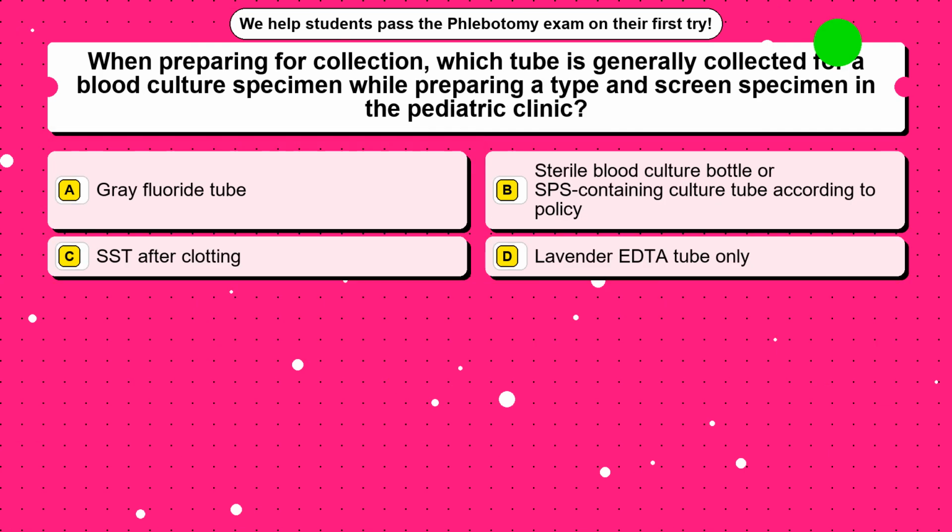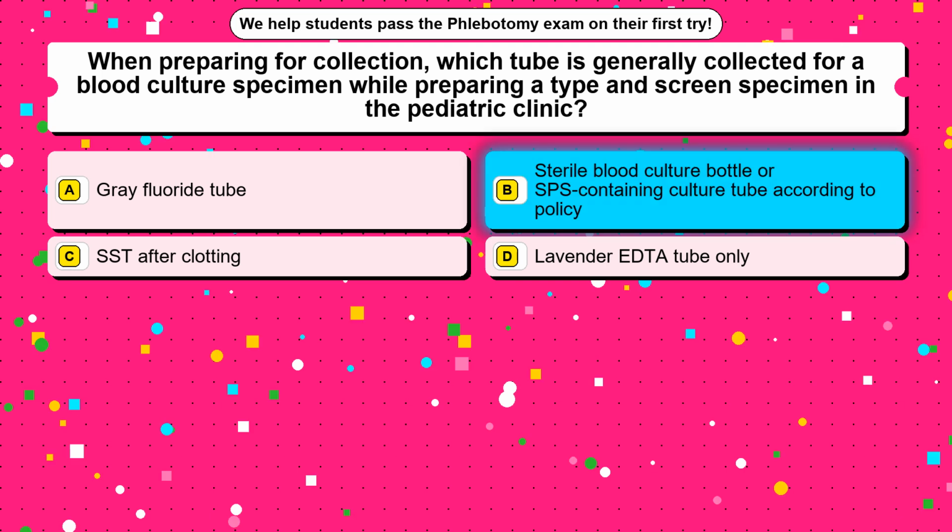Question 31. When preparing for collection, which tube is generally collected for a blood culture specimen while preparing a type and screen specimen in the pediatric clinic? Option A, gray fluoride tube. Option B, sterile blood culture bottle or SPS containing culture tube according to policy. Option C, SST after clotting. Option D, lavender EDTA tube only.